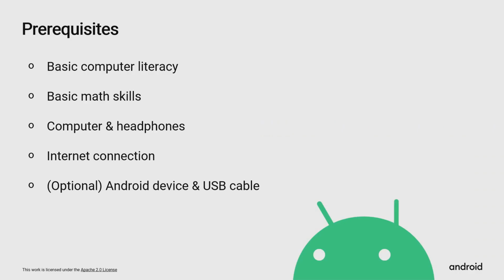Here are some of the prerequisites that will be helpful for this track. Having basic computer literacy and basic math skills is recommended. You'll also need a computer and access to the internet to take the online course. It is also helpful if you have an Android device so you can test your app. A USB cable will be needed for connecting your phone to the computer.